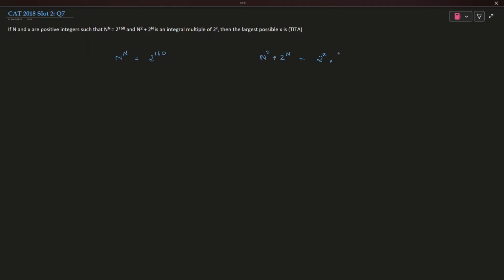So 2 to the power x, so let's say n naught is a natural number. Integral multiple, it says integral multiple. That means divisible by 2 to the power x. Then the largest possible value of x. First let's find out the value of n. This can be written as 2 square to the power of 80, right? I can write it like this, 2 into 80 is 160.